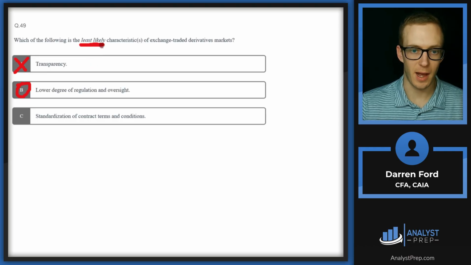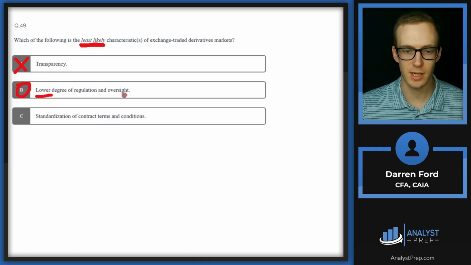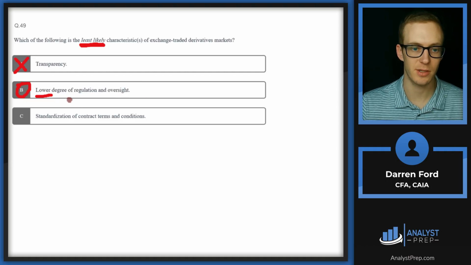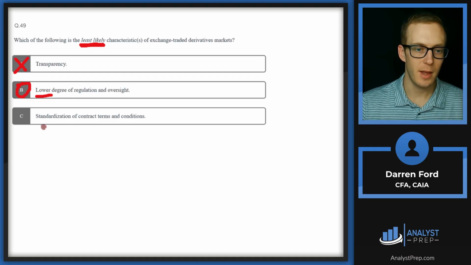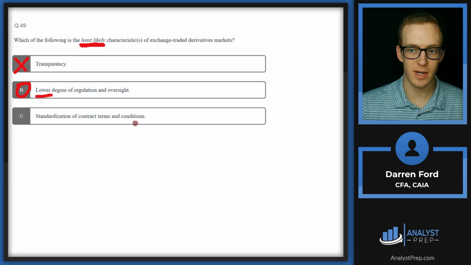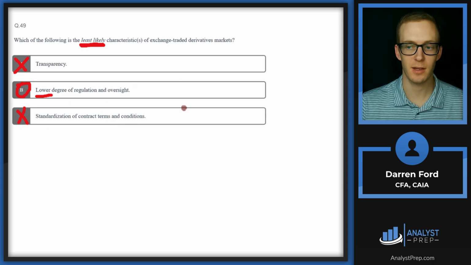It's going to be regulated by multiple different agencies, and the lower degree of regulation, again, is going to go towards OTC, where there's going to be fewer participants, likely just institutional investors. And then C, standardization of contract terms and conditions. We're going to rule that out since that will be a characteristic.